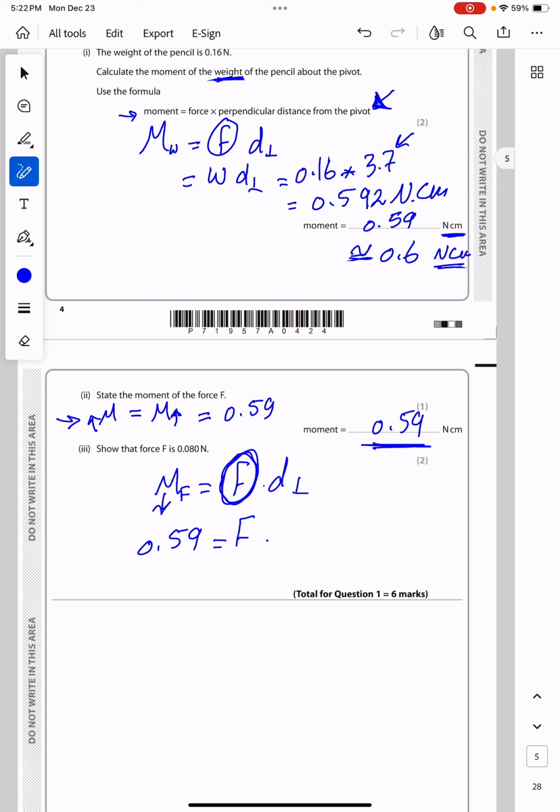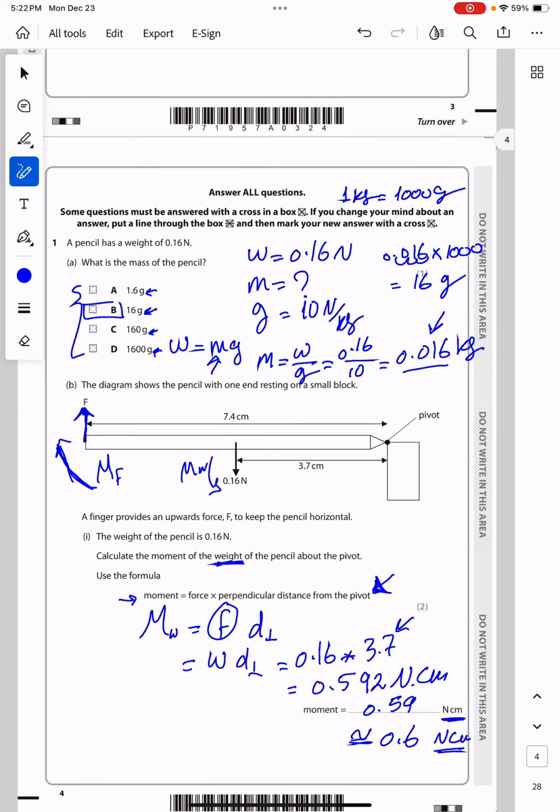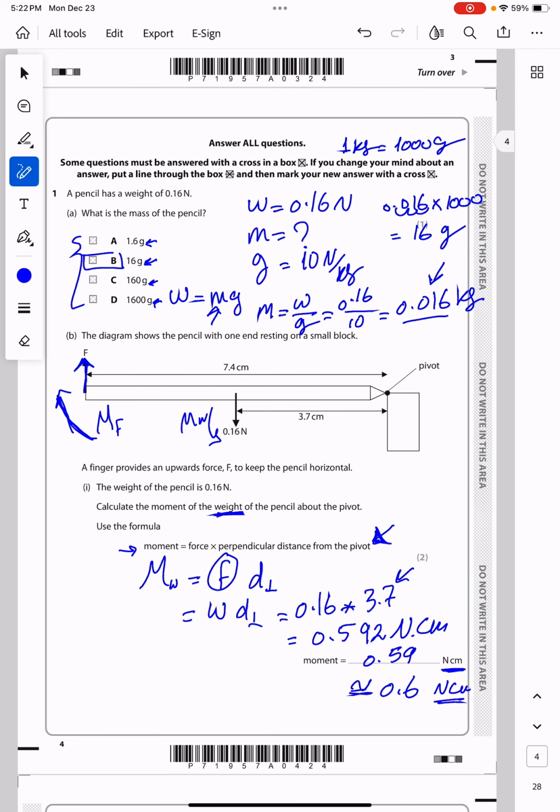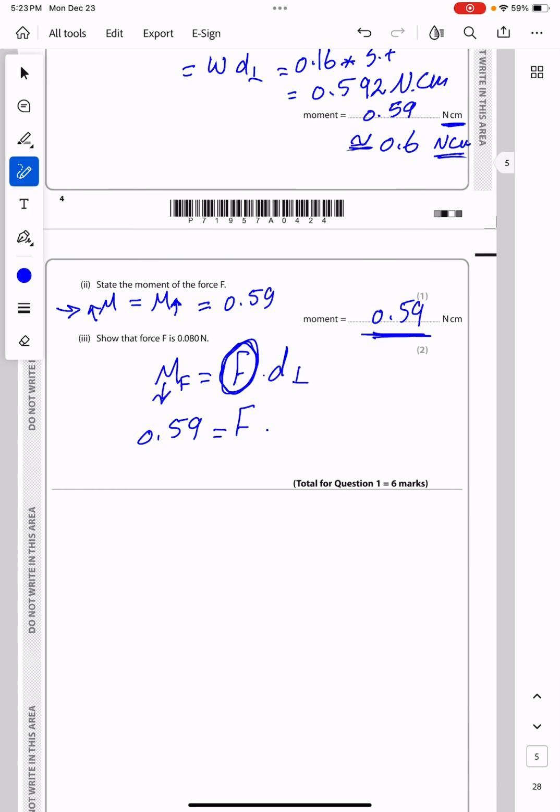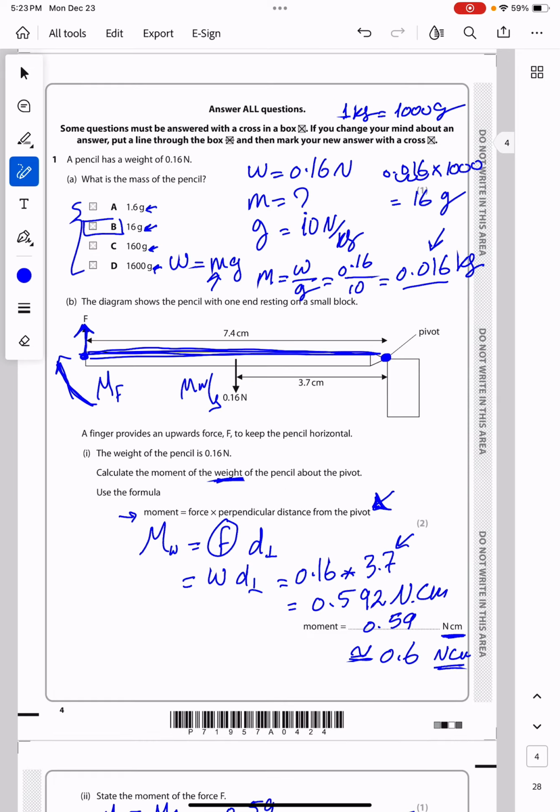And the distance. Now, where is the perpendicular distance that the force is applying? That's between the force and the pivot. Now we have the pivot here, and the force applying here. It's acting here. So this is the distance. The distance is 7.4 centimeters. And so we're going to write it here, 7.4.